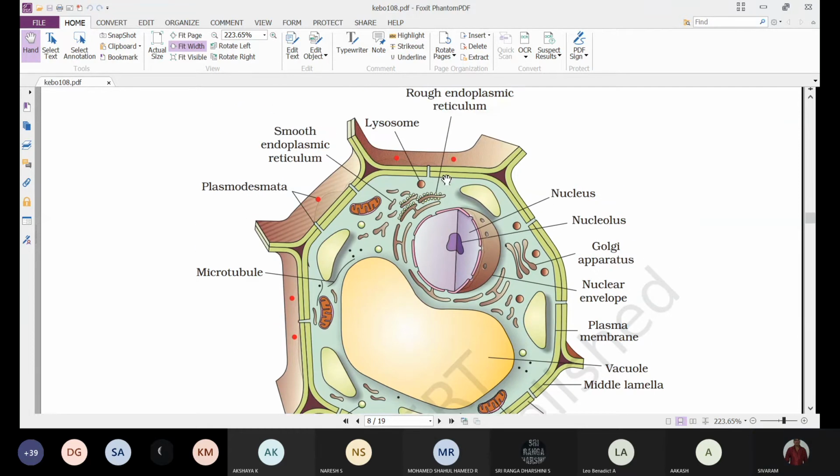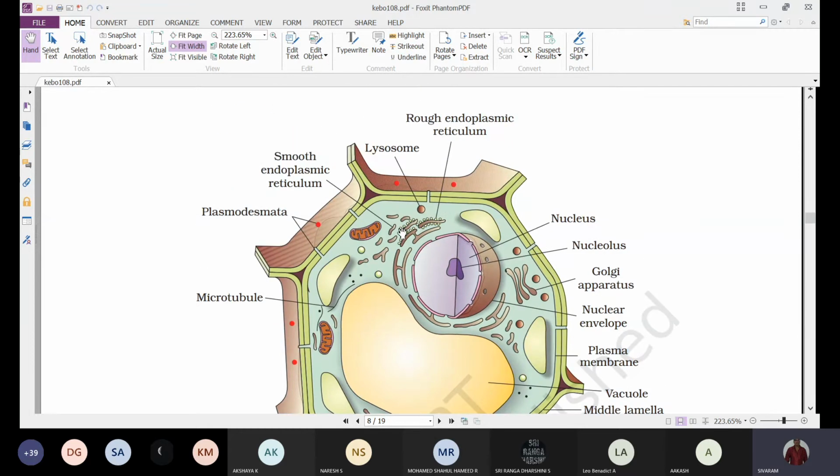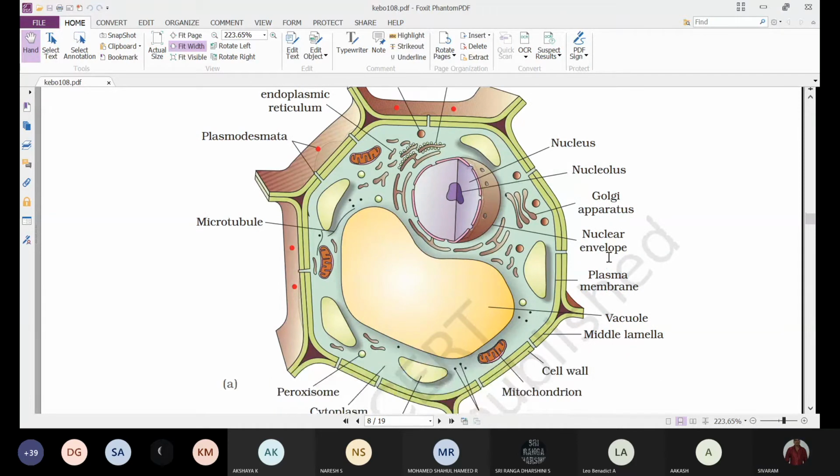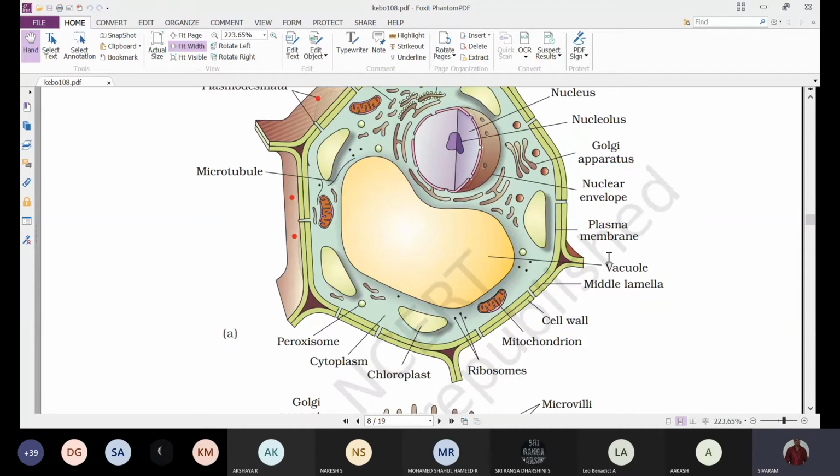Okay. And we'll find a rough endoplasmic reticulum, smooth endoplasmic reticulum. That is, a rough endoplasmic reticulum means that the reticulum on which we'll find ribosomes on its surface. We are calling it rough endoplasmic reticulum, and we'll find lysosomes. Okay, Golgi apparatus we can observe. Okay, we'll discuss all these structures.